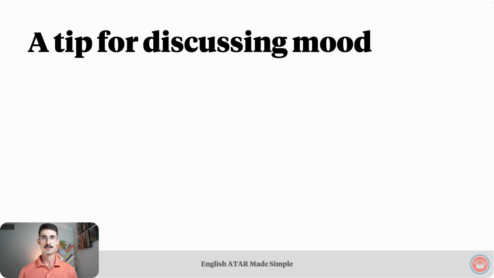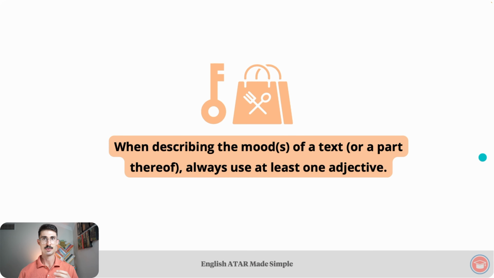Both of the examples that we just looked at, Psycho and The Midnight Library, used adjectives to describe the mood. In light of that, our key takeaway is, whenever describing the mood or moods of a text or a part of a text, always use at least one adjective. This might sound like an obvious thing, but it is absolutely vital that you use an adjective or two to explain the mood or moods in a given text.